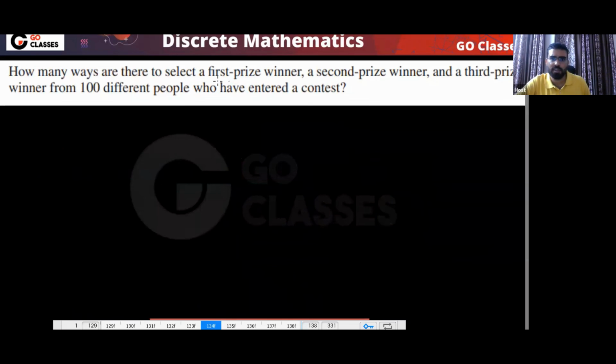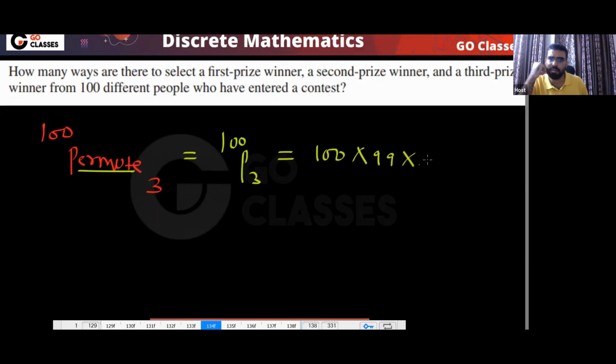And what is the answer for this? How many ways are there to select a first prize, second prize and third prize from 100 people? From 100 people, you want to permute 3 people. So that will be 100 multiplied by 99 multiplied by 98. Only 3 terms.